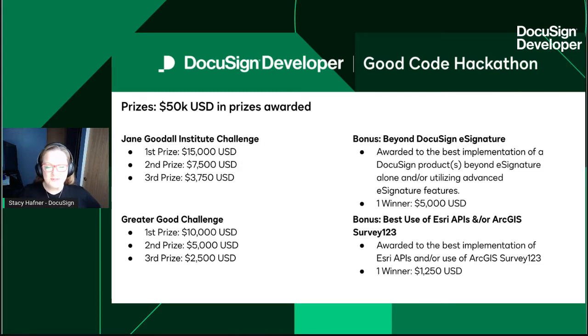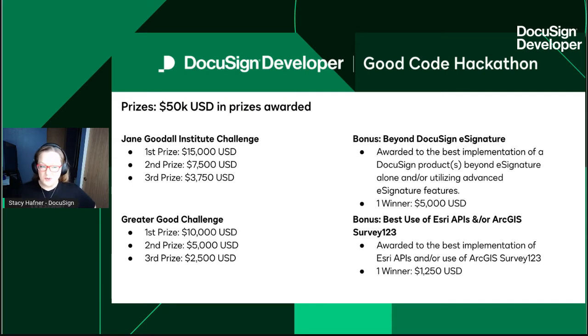We also have two bonus prizes. We have our bonus prize for best use of Esri APIs or ArcGIS Survey123. That is in addition to other prizes that we are giving out. If you win a first through third prize, you can also win a bonus. If you don't win a first through third prize, you can also win a bonus. So you can win them either way.